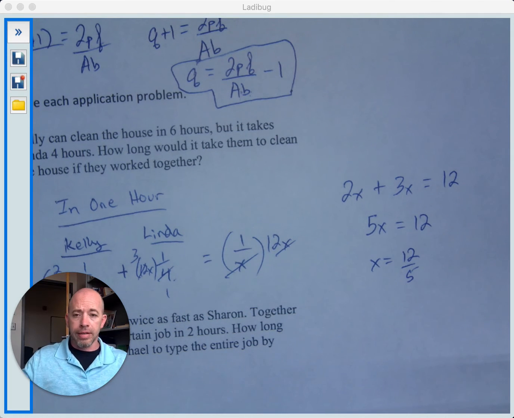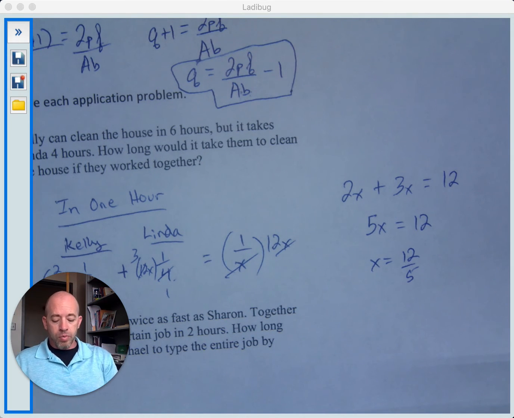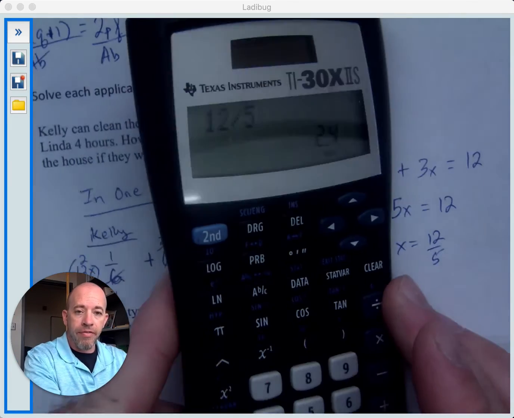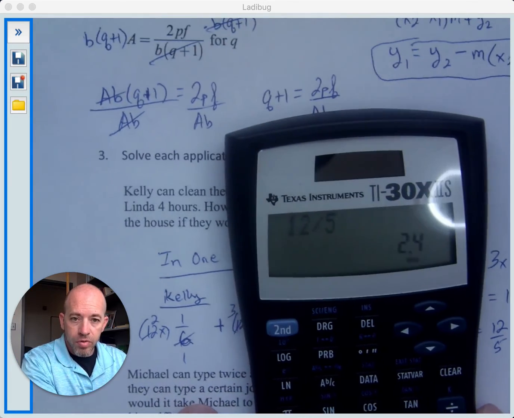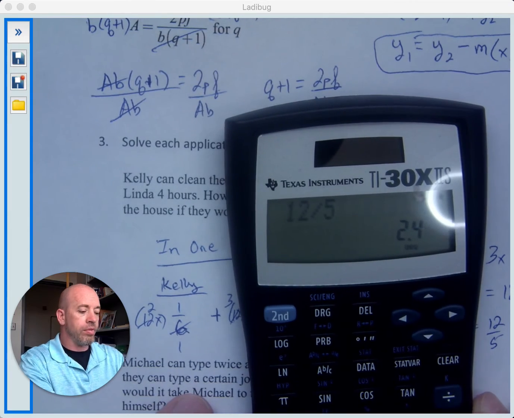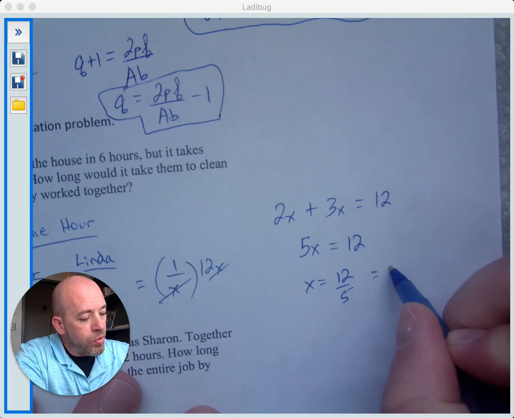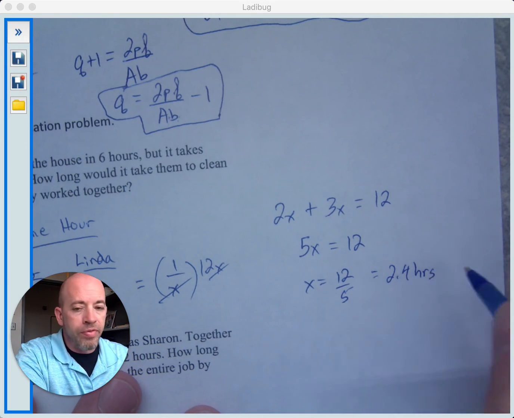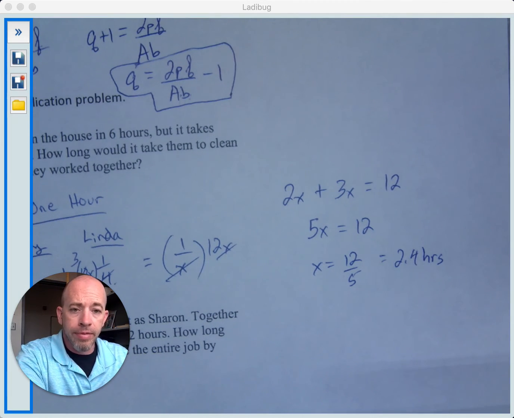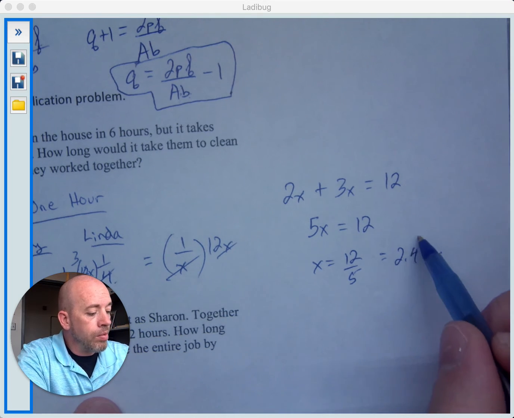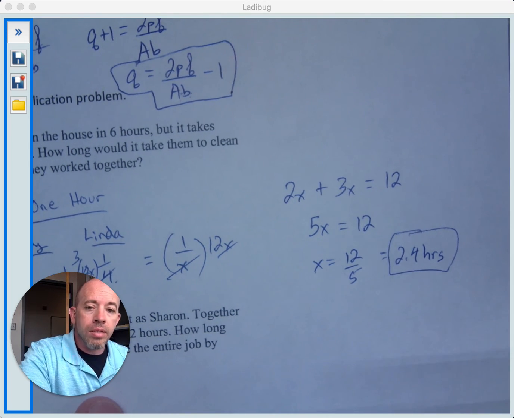What is 12/5? I don't even know. Let's see. We take 12 divided by 5. 2.4, right? 12 divided by 5. So this is 2.4 hours. So it takes them 2.4 hours to do the job, right? And that would be our answer. Let's look at the next one.